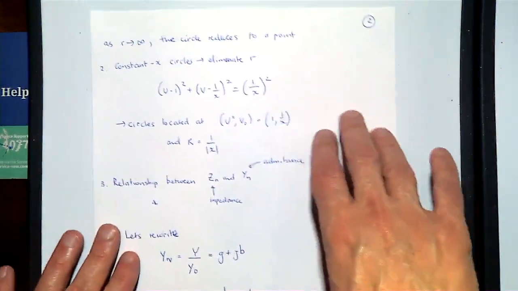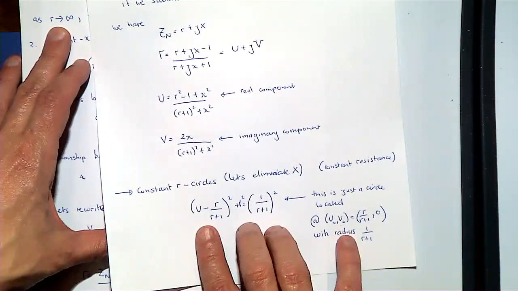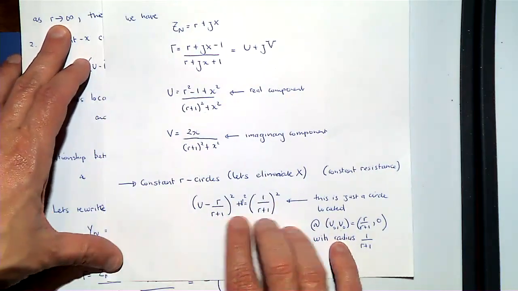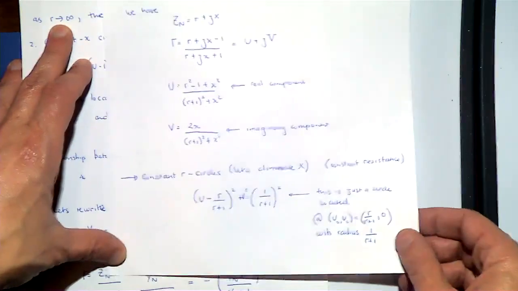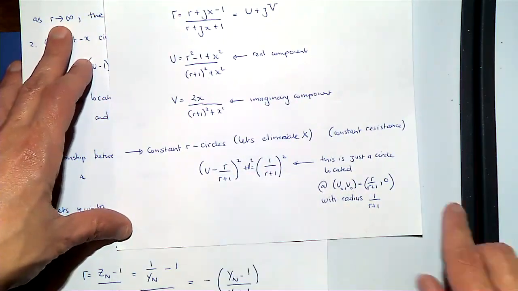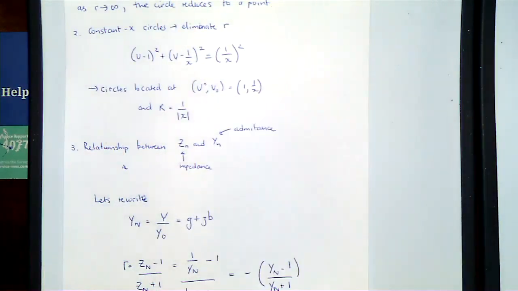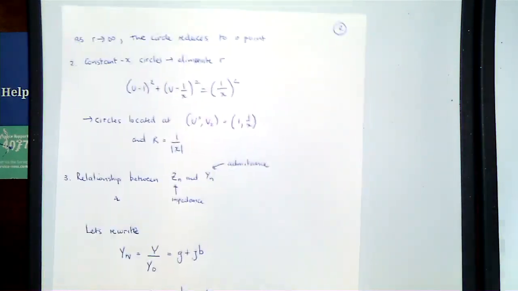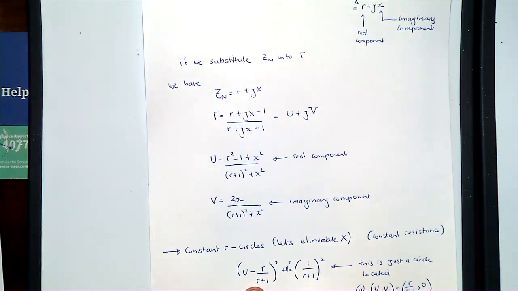The other thing we also know is as R becomes a very large number, this value tends to a point. If we make R 0, so this becomes almost 1 and that becomes 0, then we've got a circle essentially centred at 1, 0.